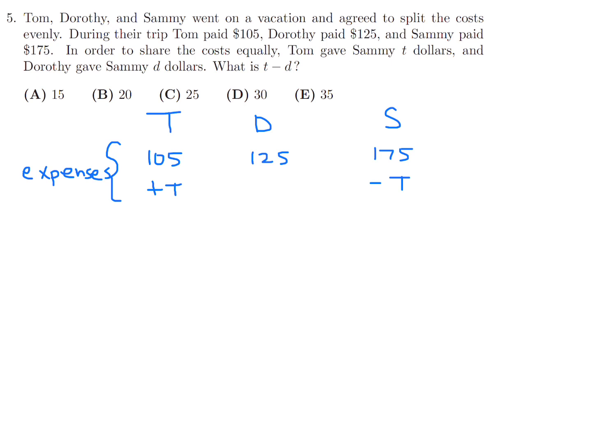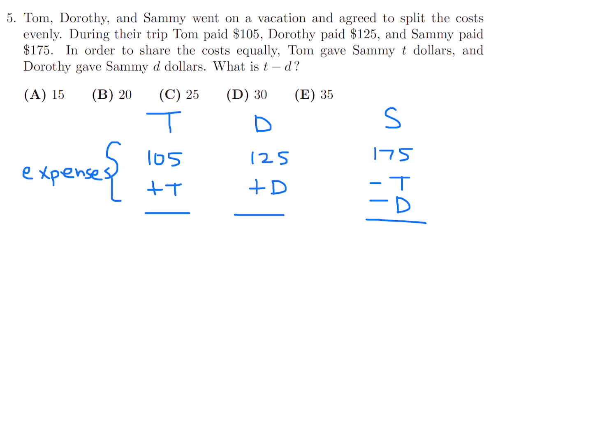Dorothy is going to also give some money, and she's giving D. So now she has already spent $125, and now she's spending another D, so her total expenses are $125 plus D. But that money she's giving to Sammy, so he can alleviate his burden a bit. He spent $175, but he's been given some money from Tom and Dorothy, so his overall expenses go down a little bit. And now they're saying that these are now equal.